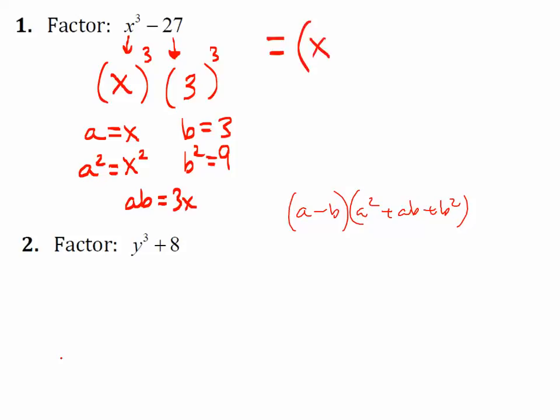Alright, so again, a minus b, so x minus 3, parentheses, a squared, opposite sign, a times b, which is 3x, plus the b that's being squared, so 9. Okay, good there.